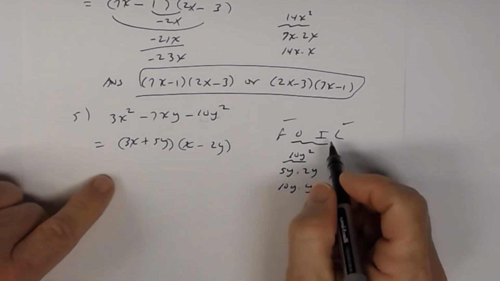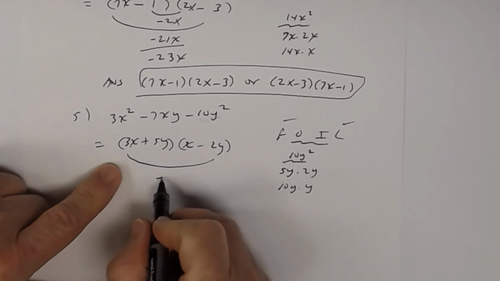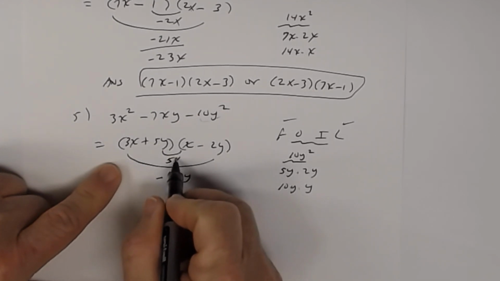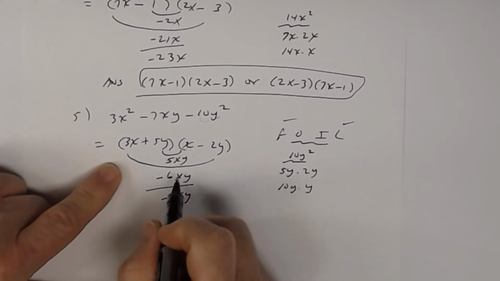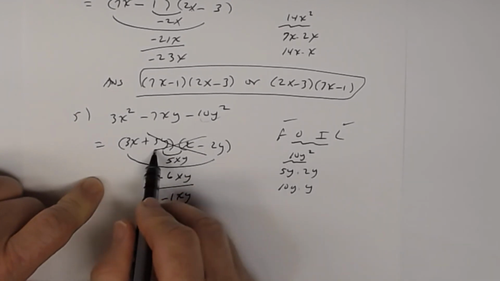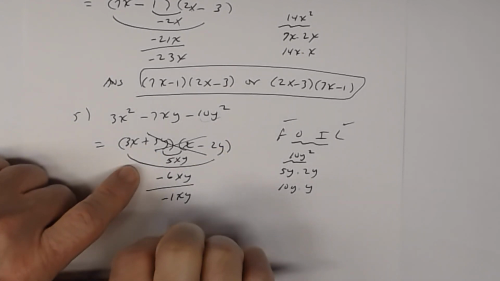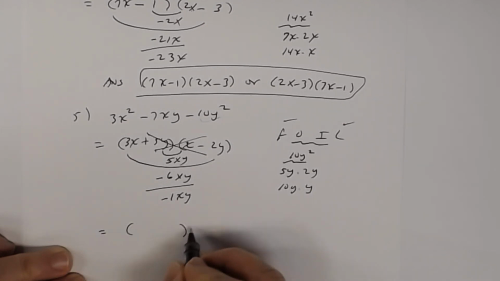Now let's do the outer and the inner. The outer, 3x times negative 2y is a negative 6xy. The inner, 5y times x is 5xy. When I add these up, I get a negative 1xy, which is not what I wanted. So that didn't work. So let's switch the 5y and the 2y. And let's keep the signs as they are. So if I switch those, let's see what happens.